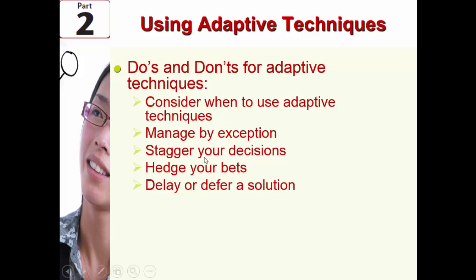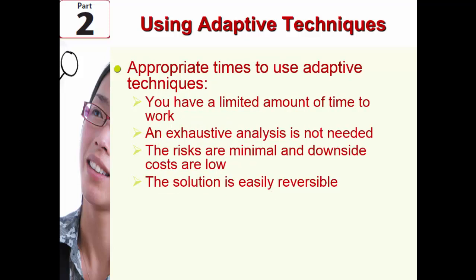Stagger your decisions. Do some step-by-step deciding. Stagger them. Hedge your bets. Make sure that you have a plan B, maybe a plan C, but definitely a plan B. People like being offered an alternative if something is not working out properly. And if you're having trouble, you might just have to delay or defer the solution.